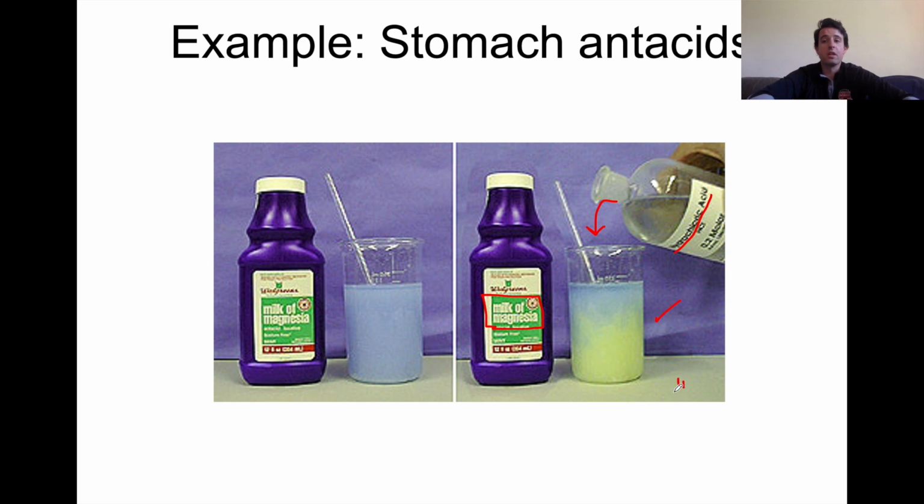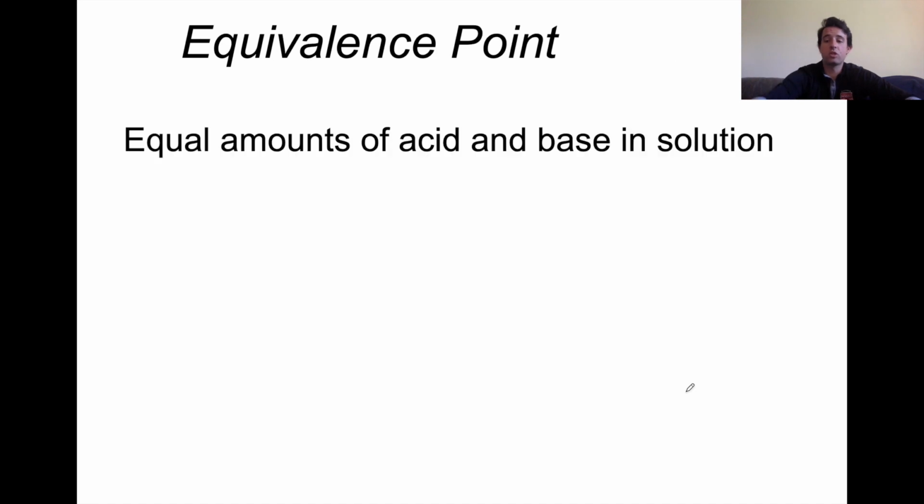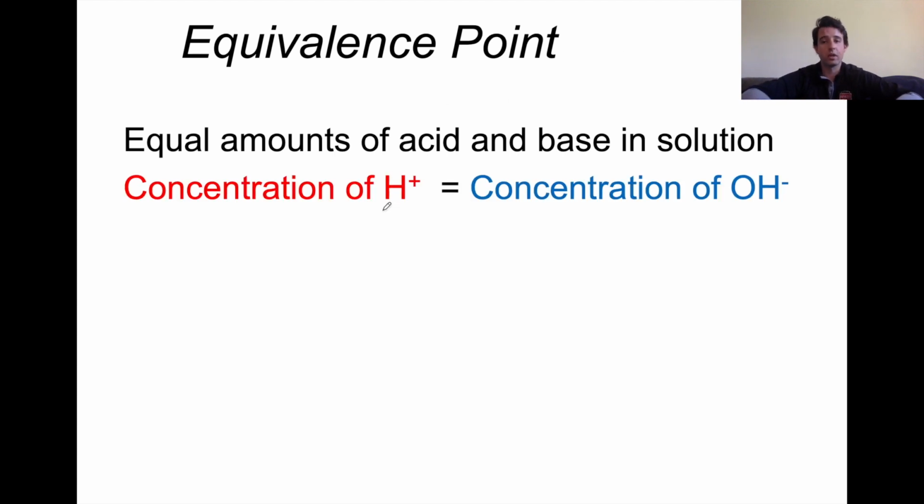Equivalence point. This is what we want to reach in a titration. The equivalence point is equal amounts of acid and base in the solution. That's the definition. That's what you want to write down. Here's what it means. Your concentration of H plus is the same as your concentration of OH minus. Fun fact, if you have equal numbers of H pluses and OH minuses, that means every H plus can bond with an OH minus. And when they do, they form just regular old water.